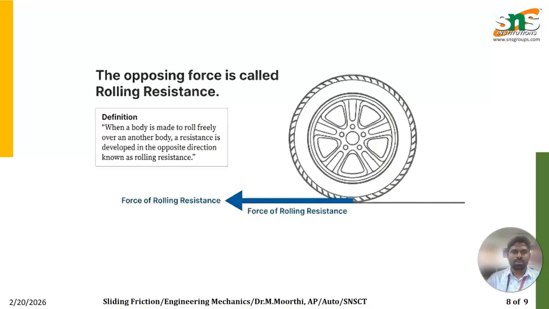Next, the opposing force is called rolling resistance. If you want to move a vehicle in a certain direction, a resistance is created in the opposite direction, which is called rolling resistance. When a body is made to roll freely over another body, a resistance is developed in the opposite direction, which is called rolling resistance. Take a practical application: your car wheel rolling in the forward direction, and in the opposite direction the rolling resistance is developed. So this is the relationship between the rolling resistance and the movement of an object or vehicle.